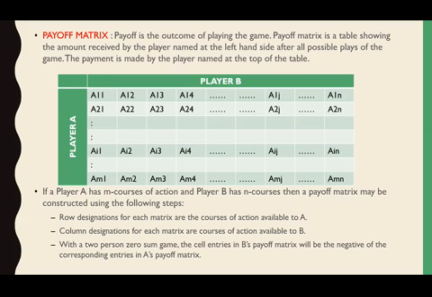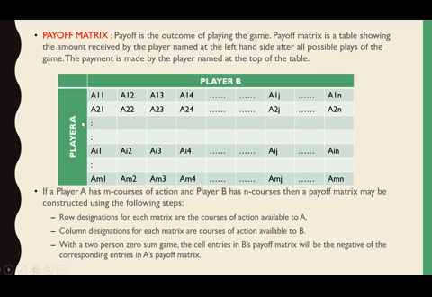So for every strategy related action, we have something called a payoff or payoff matrix. Payoff is the outcome of playing the game. See, I said there is a payment, positive or negative or zero. The same thing here, I am calling it a payoff. So the payoff matrix is a table showing the amount of payment received by the player named at the left after all possible plays of the game. The payment is made by the player named at the top of the table.